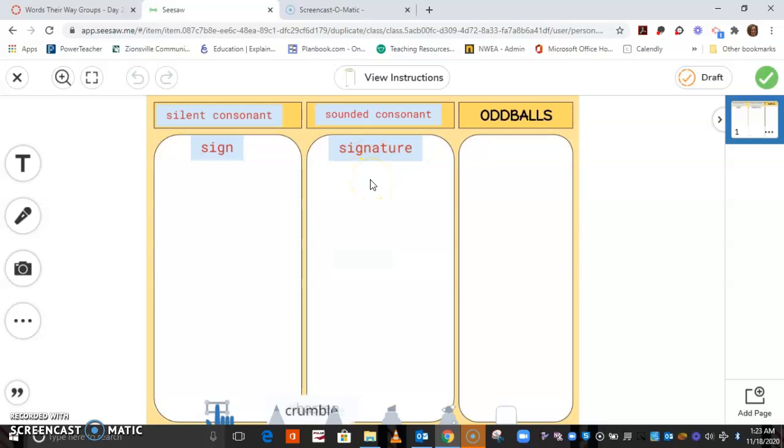In the longer words, you're going to notice that we have this sounded consonant that turns into a silent consonant when you take the smaller chunk out. So, sign by itself, we don't hear that silent G. But in the word signature, you do hear that G. It's no longer silent, it's sounded. So it goes into the sounded consonants. What you should notice is the shorter versions of the word will be in your silent area, and the longer ones are going to be in your sounded consonants.